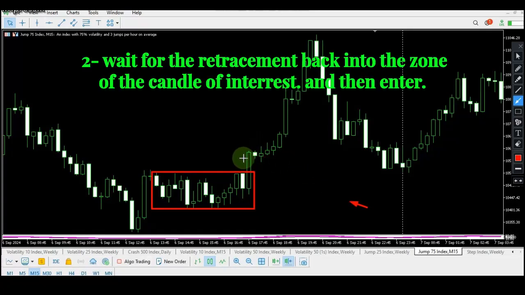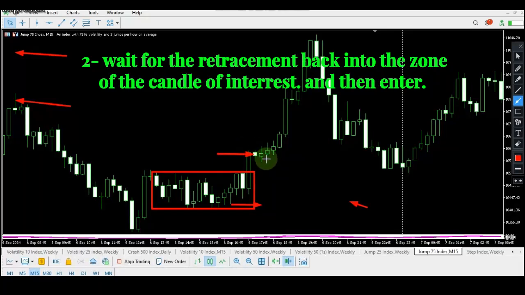So you enter here, and your stop loss should be below the candle of interest. Then you can set your take profit as the market rallies. Look for a previous high; this could be your TP1 here. If there's another high there, it could be your TP2 right there. So that is one of the ways you can trade the engulfing strategy.